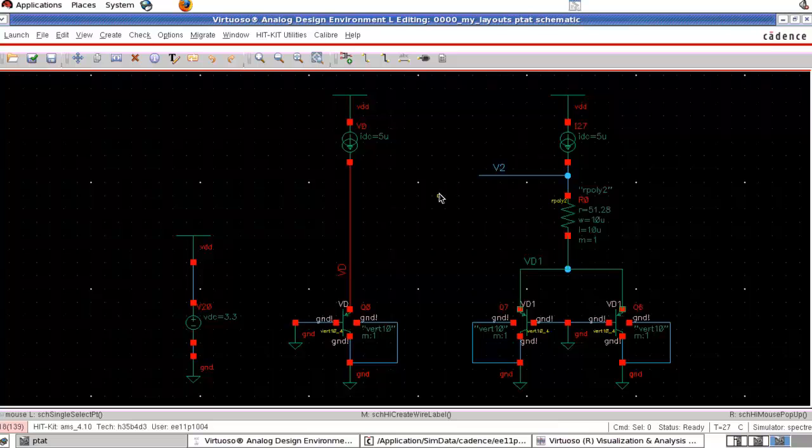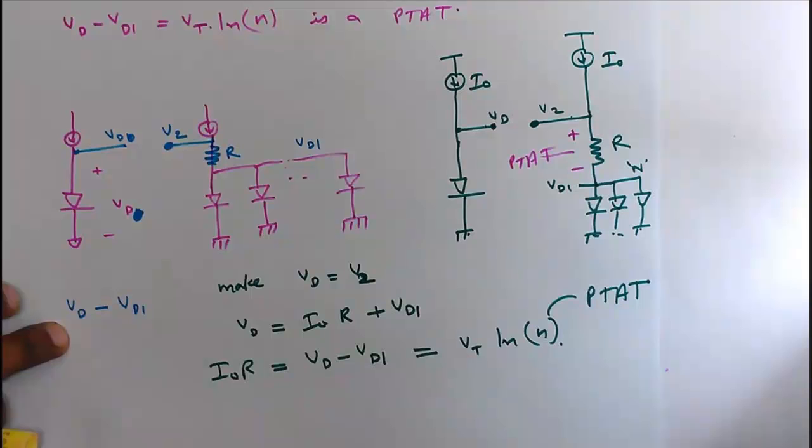And we said if V2 is equal to VD, somehow if we make V2 equal to VD, then the voltage across the resistor will be a PTAT. That is what we did after deriving the PTAT voltage. And the current through the resistor, I0, we derived as I0 equal to VD minus VD1, that is equal to VT into ln n.